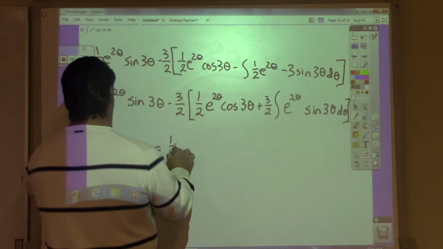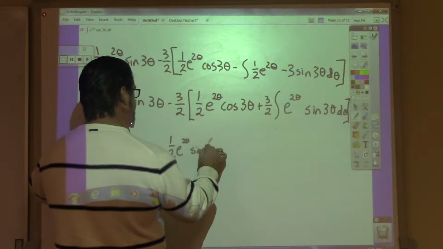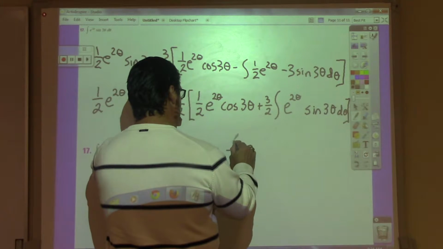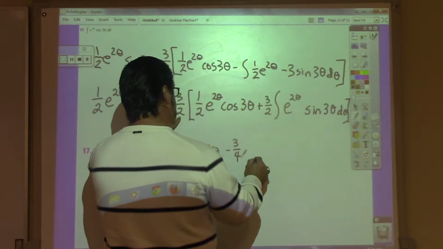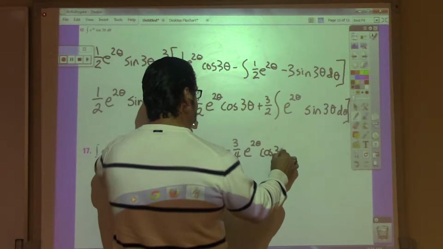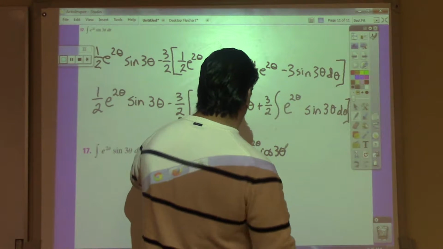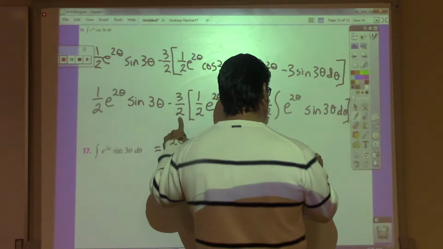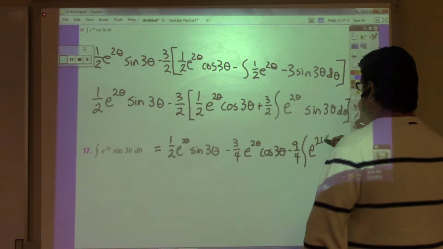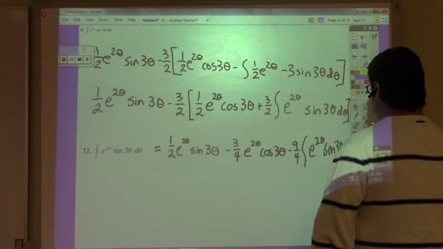1/2 e to the 2 theta sine of 3 theta, minus what? 3/4 e to the 2 theta cosine 3 theta, minus what? 9/4 antiderivative of e to the 2 theta sine of 3 theta d theta.